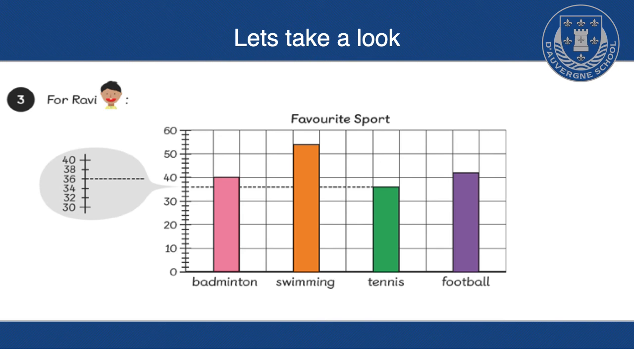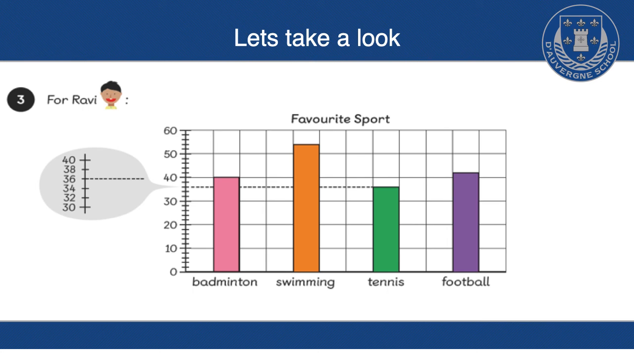And then let's look at Ravi's. Ravi said 38 pupils like tennis. If we look at tennis and go across and look at the scale, is the scale reading off 38? It's not. It's reading off 36. So straight away, one of Ravi's statements is false, is incorrect, because actually the number of pupils that find tennis their favourite sport was 36 and not 38.